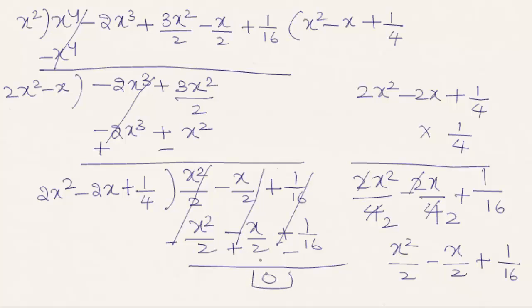So here the square root of the expression is x square minus x plus 1 by 4. So this was a basic introduction on how to find the square root of an algebraic expression under division method. Hope you understood the concept.